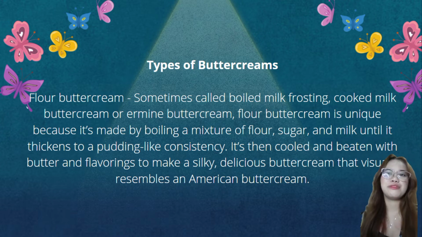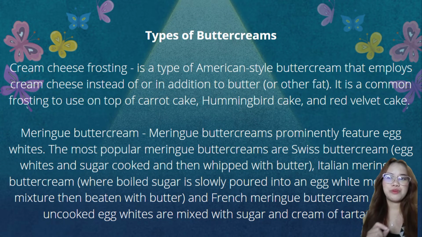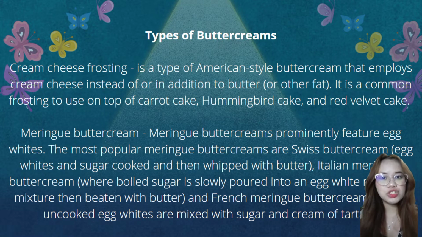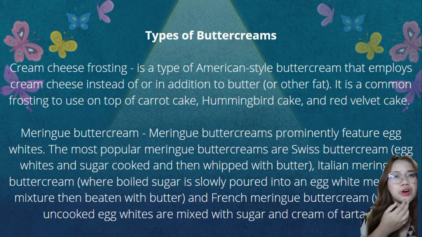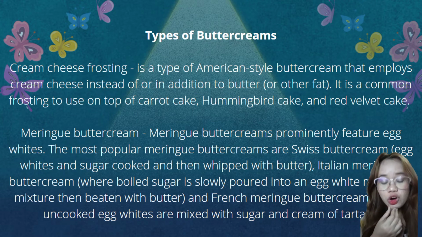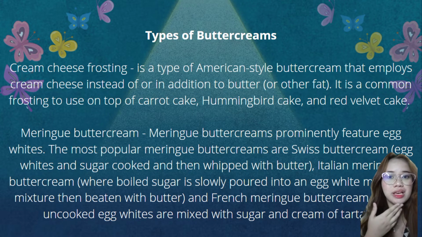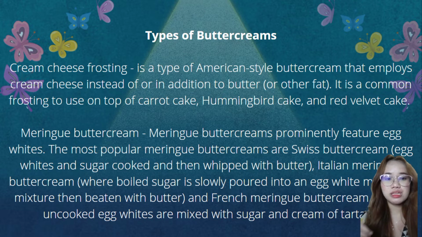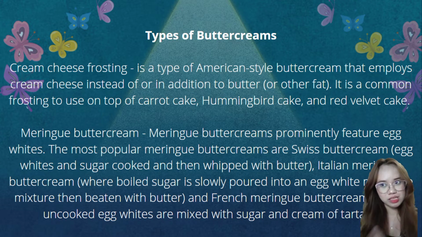Okay, we have more from the types of buttercreams. We have the cream cheese frosting. It is a type of American style buttercream that employs cream cheese instead of or in addition to butter. It is a common frosting to use on top of carrot cake, hummingbird cake, and red velvet cake. Cream cheese frosting is commonly used by cake shops, but nowadays some people use cream cheese in milk teas, mixing it on the side of their drinks.